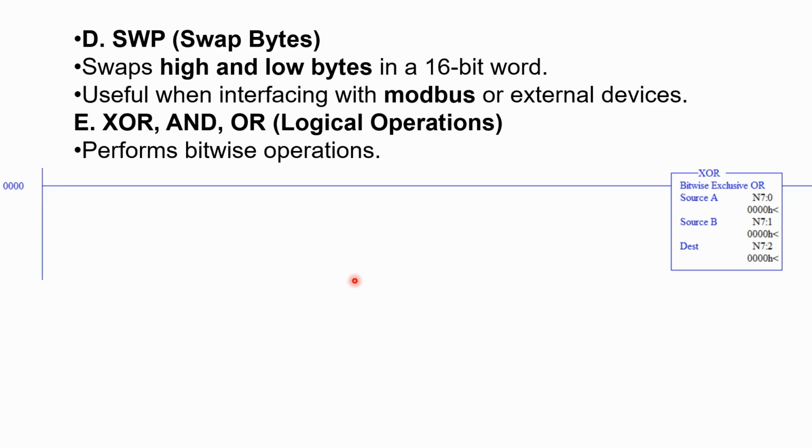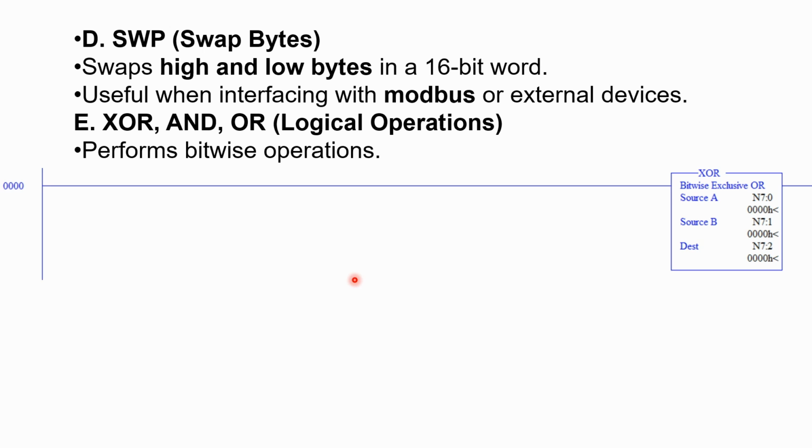All right, there's also another one. I haven't used this one a whole lot, but there are some uses for it, believe it or not. It's the swap bytes instruction. It lets you swap the high and low bytes in a 16-bit word. That's useful when you're interfacing with Modbus or some external devices. Some devices need you to swap the order of bytes in a word. Modbus is just a communications protocol, which I won't get into here, but this is a useful instruction.